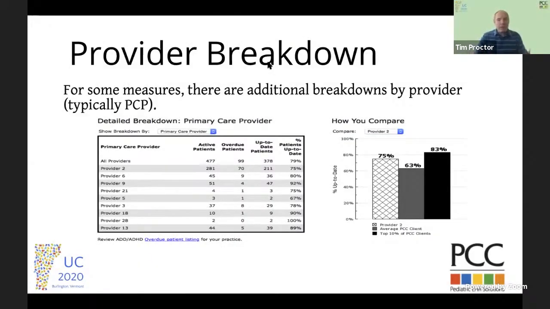In the dashboard, we also have provider breakdowns. We do this for some measures, not all, but some measures we give you provider breakdowns. And that's typically done by primary care provider, PCP. So for things like immunization rates and well visit rates, we'll do a PCP breakdown, so you can see some measures by provider.